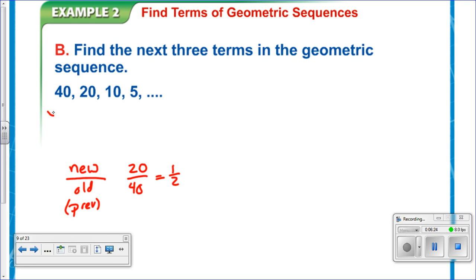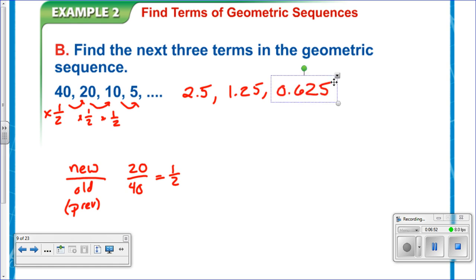So if I multiply this by a half, I get 20. If I multiply that by a half, I get 10. If I multiply that by a half, I get 5. Half of 5 is 2.5. 2.5 times a half is going to be 1.25. Multiply that by a half, and I'm going to get 0.625.